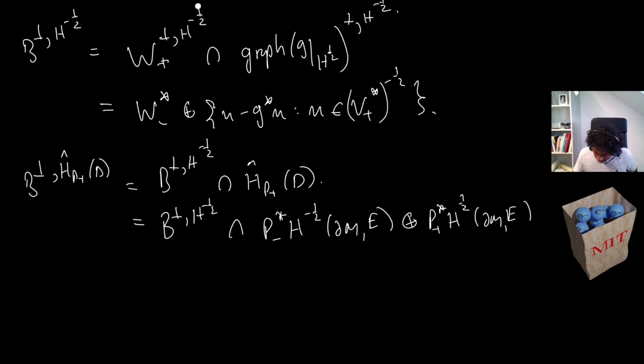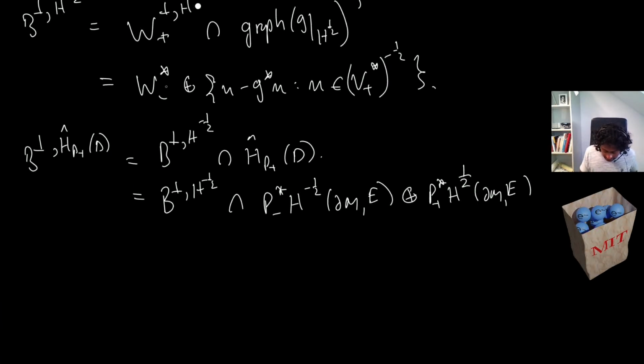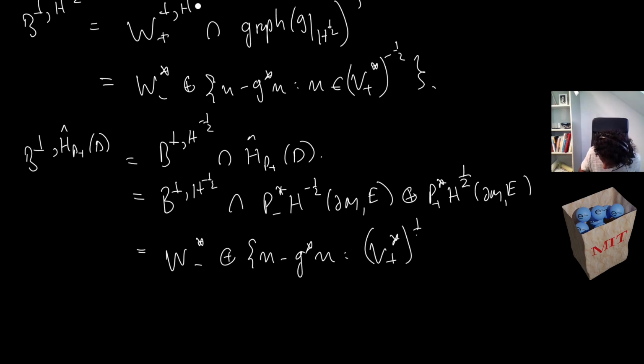So the point is that here we have H half regularity on the plus side, right? Because we have H half regularity, the W minus is sitting in the subspace of the P minus, and then we have the V plus sitting in the P plus subspace, and the graph G is mapping from the V plus star to the V minus star. So this is precisely now going to be W minus star plus U minus G star of U, such that U is in V plus star half. Okay?